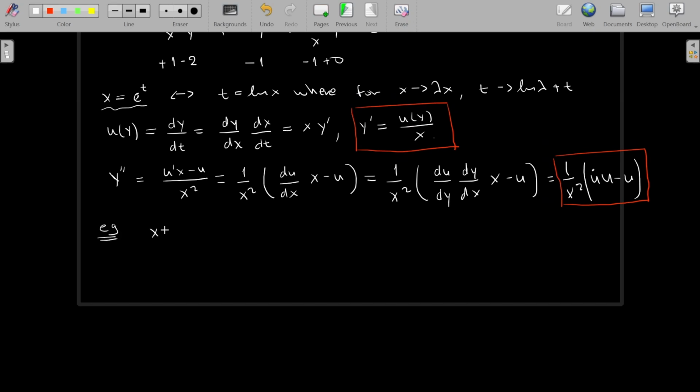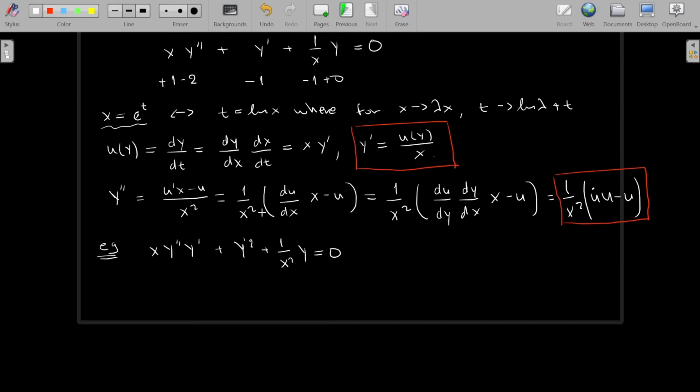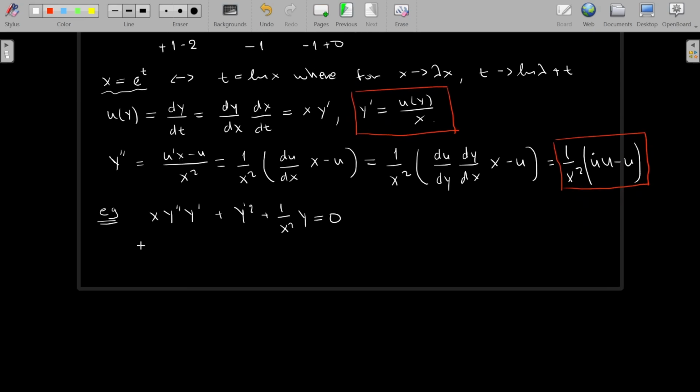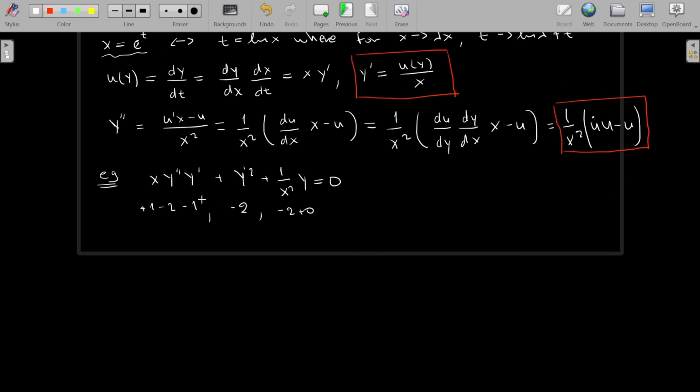Let's say you have x, y prime prime, y prime plus y prime squared plus 1 over x squared y is equal to 0. Now, firstly, what we're going to do is again check if there is indeed a scaling symmetry with respect to x. So this is plus 1, this is minus 2, this is minus 1, so minus 2 from this term. This term is minus 1 squared, so minus 2, and this is minus 2 plus 0. So indeed, there is a scaling symmetry. And we go ahead and substitute everything we wrote here.